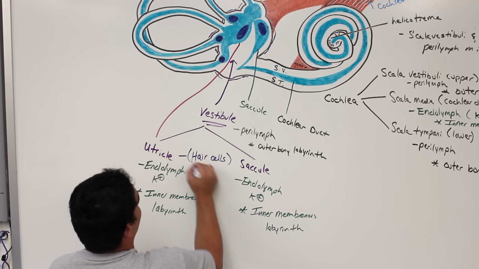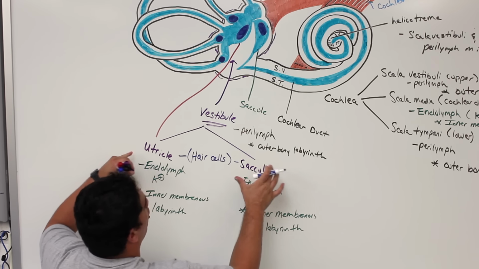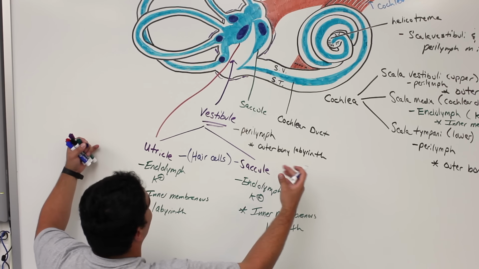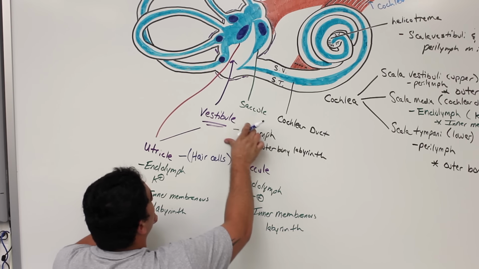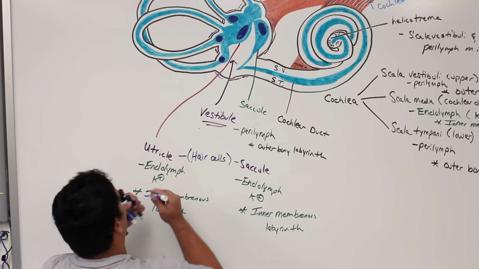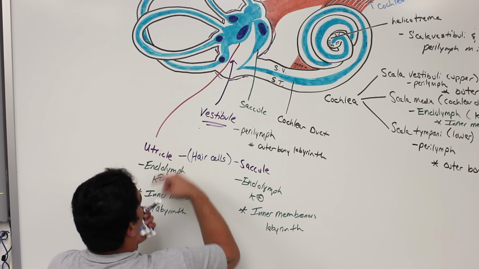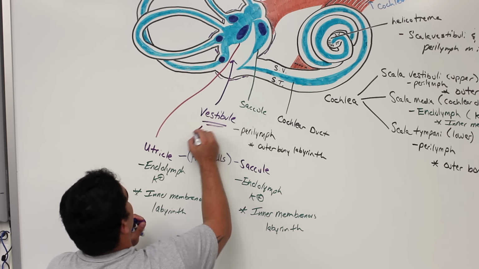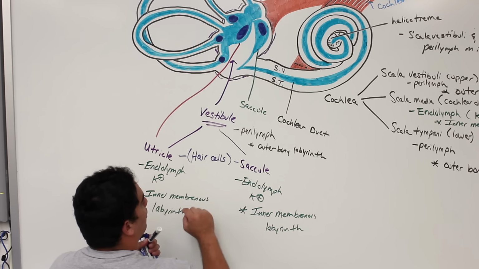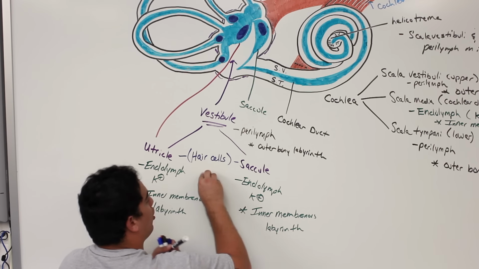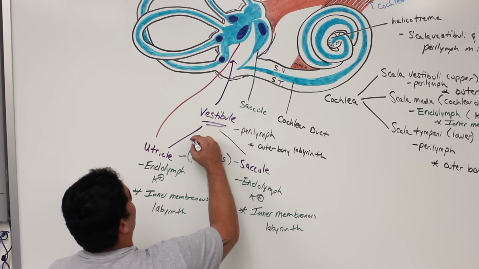These hair cells are really important because the utricle and the saccule are a part of a larger structure. When we say vestibule, the vestibule is the outer bony labyrinth. And if we really wanted to be super picky, the vestibule actually consists of the utricle and the saccule. But inside of the utricle and the saccule, they have a special structure called the maculae.